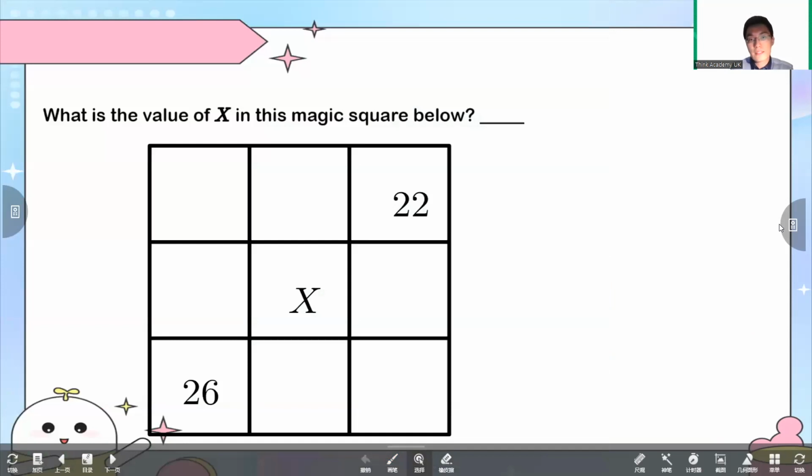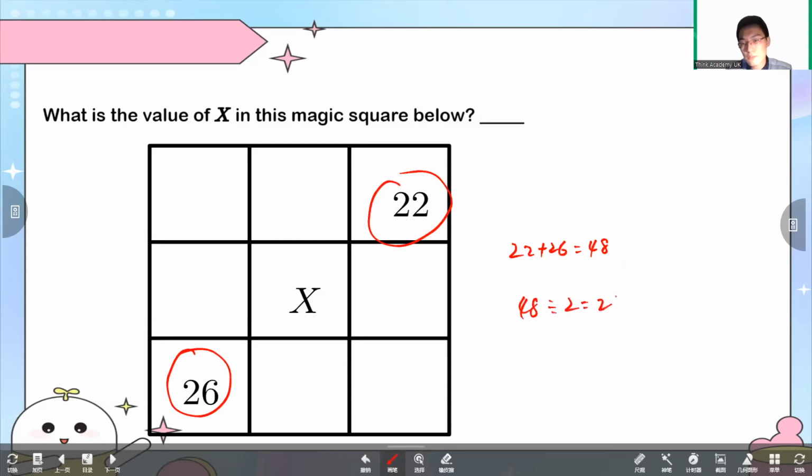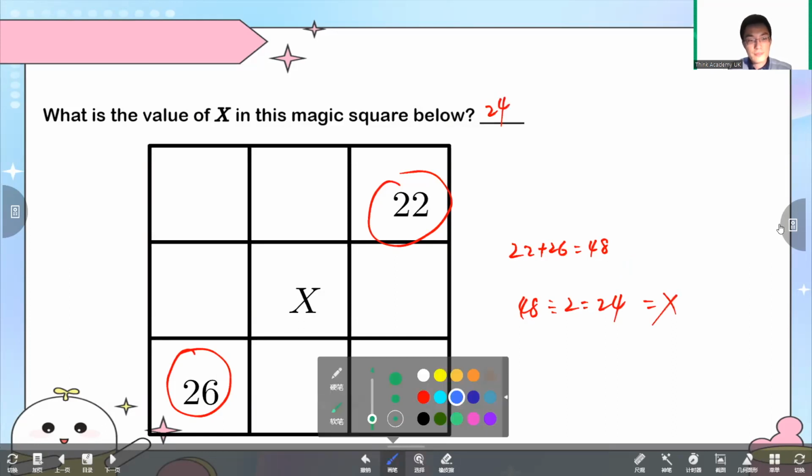What is the value of x in this magic square below? So remember the third key point. This number plus this number equals 2x. So 22 plus 26 equals 48. And 48 divided by 2, I shouldn't write it like this. I should write complete steps. 48 divided by 2 is 24. So x is 24. Okay, I'll switch back to blue.